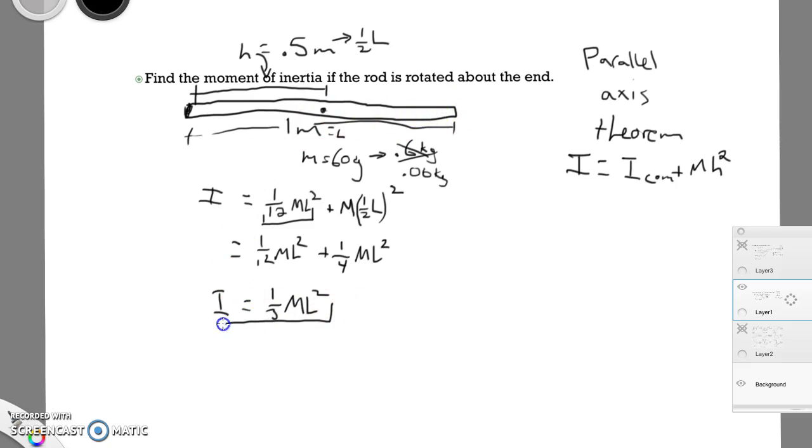Okay, and so that's an example using the parallel axis theorem. Make sure you write it down and get it in your notes. This is going to be important for us for the next 2 chapters.